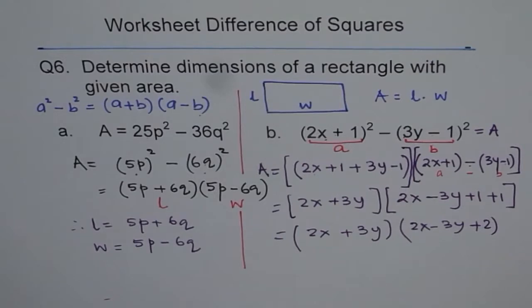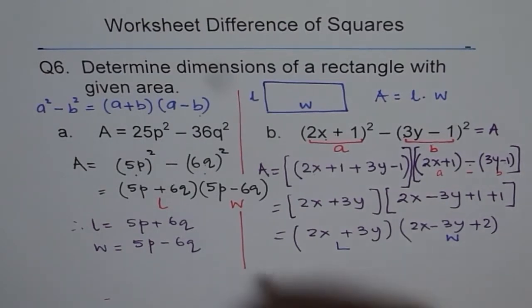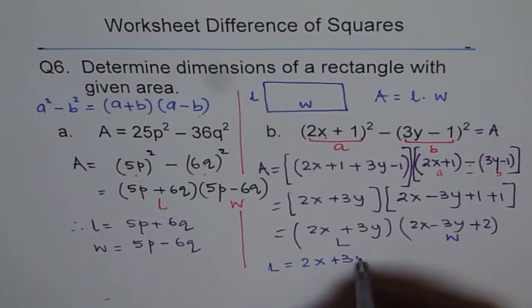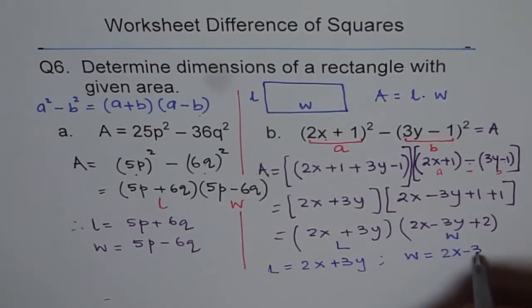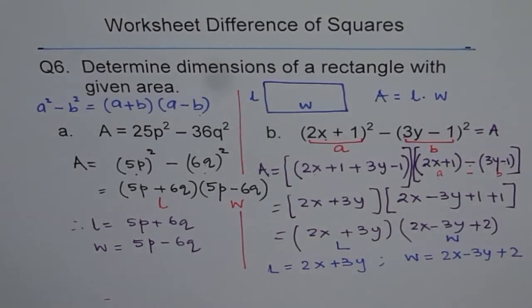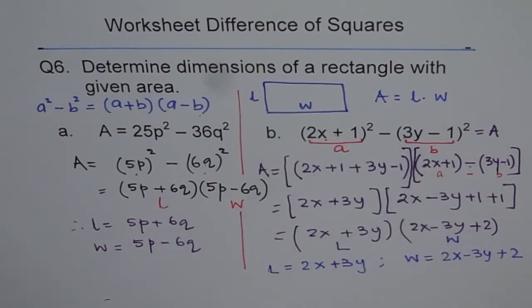And from here, what can we say about length and width? We say, well, the length could be this and that could be width. Correct? So that's our solution. So we say length equals to 2x plus 3y and width equals to 2x minus 3y plus 2. Correct? So that is how these kinds of application problems can be solved. And I hope here in the process, you also learned how to factor difference of squares when they are kind of complicated. Okay, thank you.